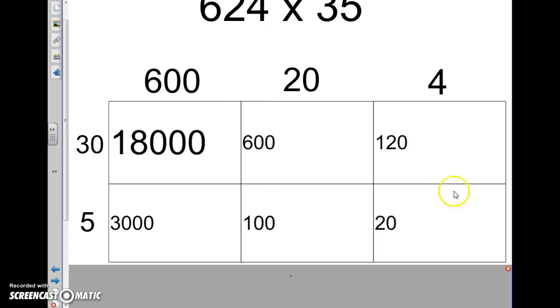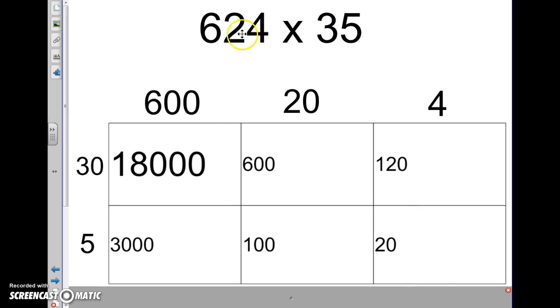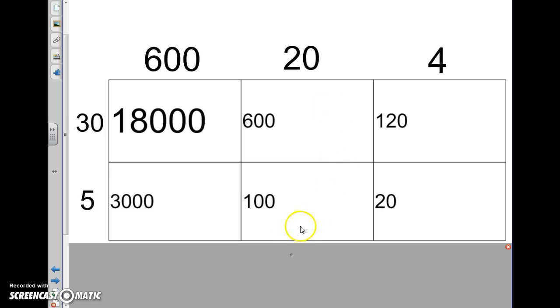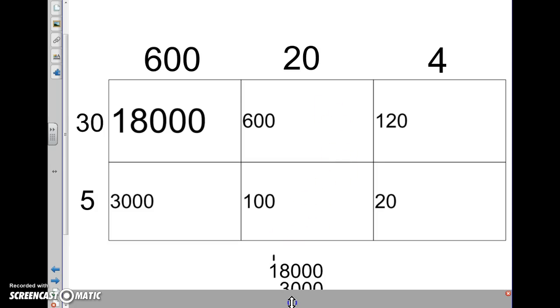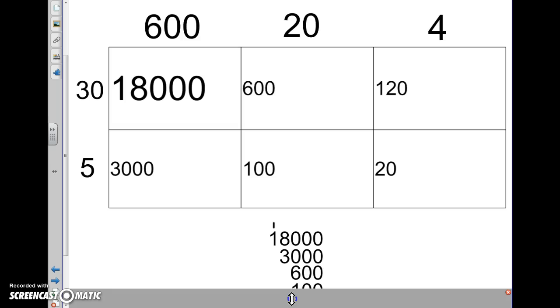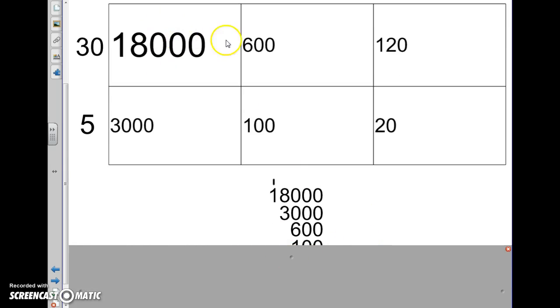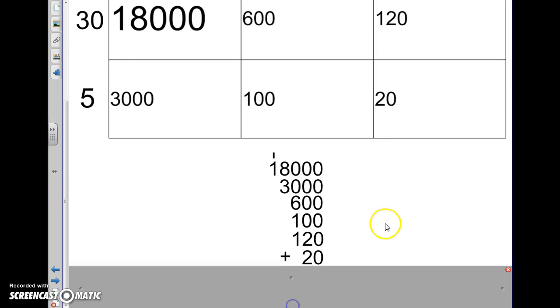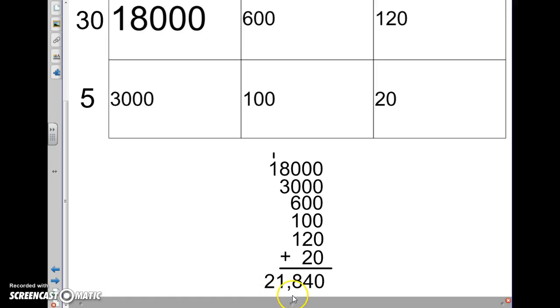Okay, what is the last step that I need to do in order to find out the area of the entire rectangle? In other words, to find the product of 624 times 35. We are going to add them up, right? So we're going to take all of the areas of these smaller parts and add them up. And we're going to get a total of 21,840. All right, so we'll work more on that tomorrow, and see you then.